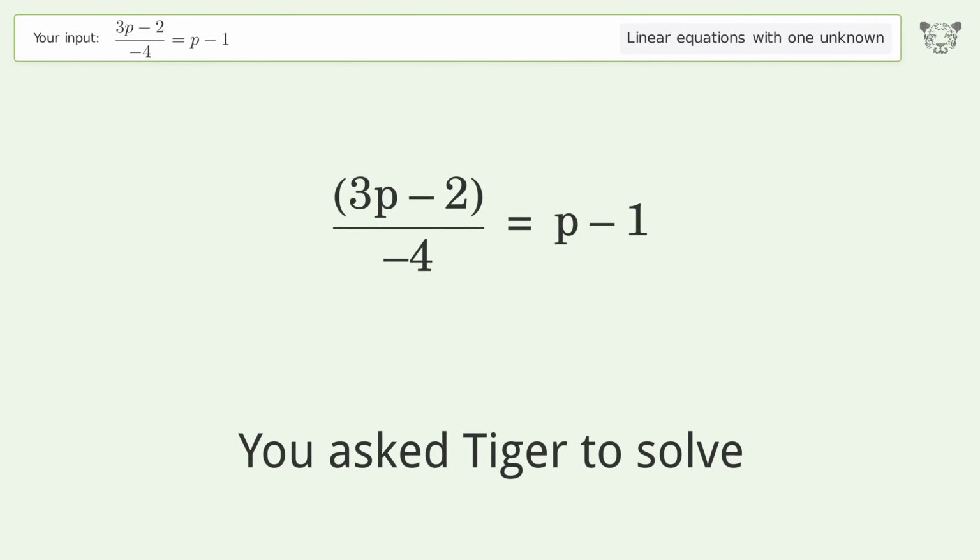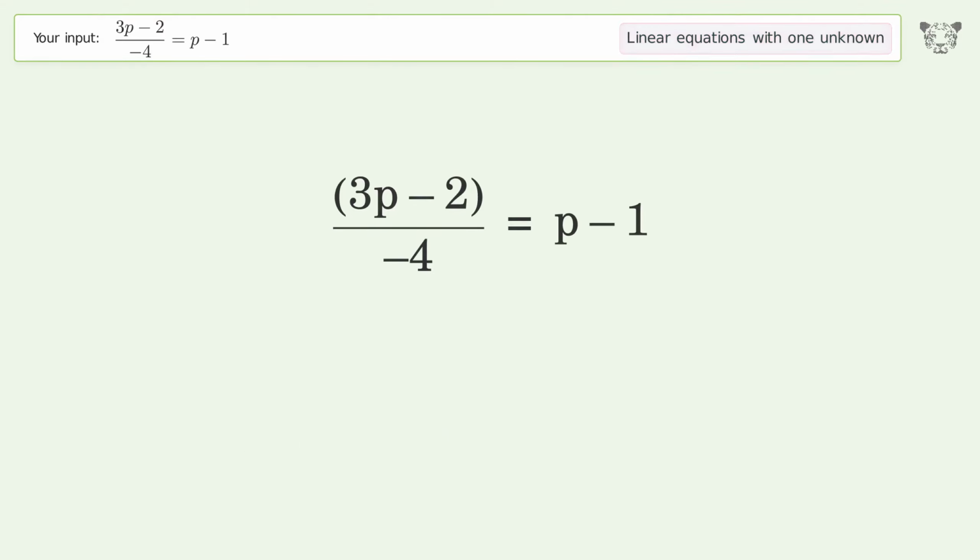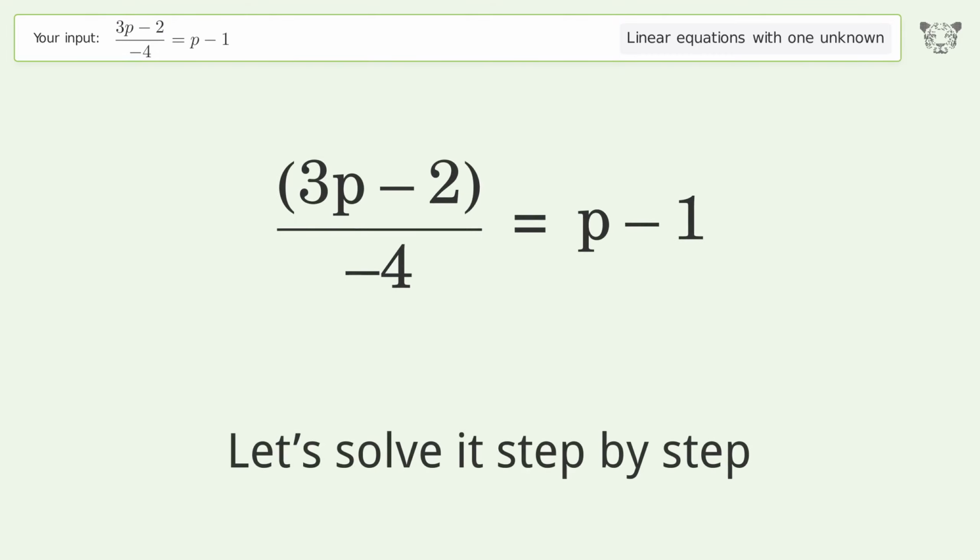You ask Tiger to solve. This deals with linear equations with one unknown. The final result is p equals 6/7. Let's solve it step by step.